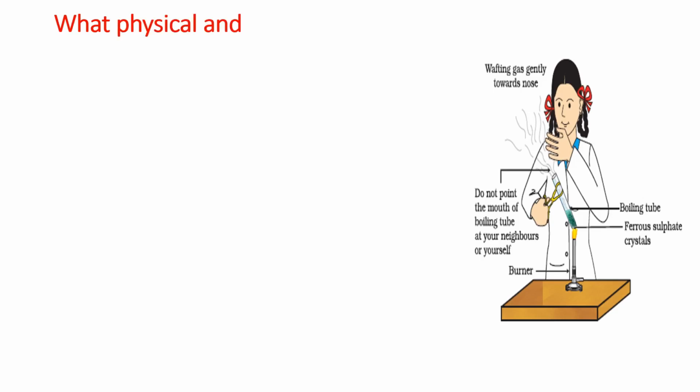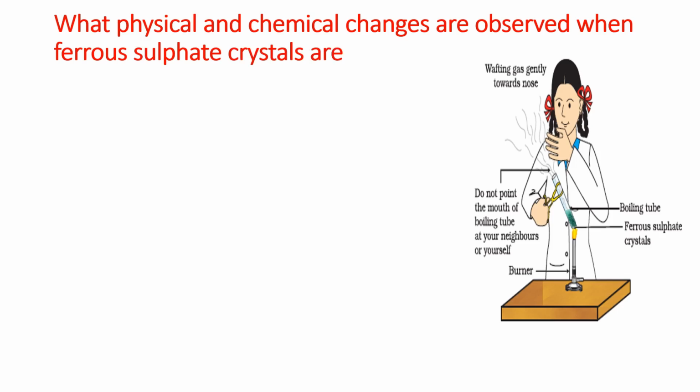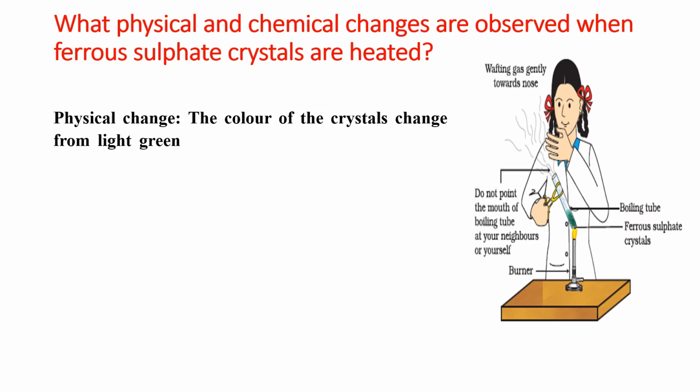What physical and chemical changes are observed when ferrous sulfate crystals are heated? Physical change: the color of the crystals changes from light green to light white as the crystals lose their water of crystallization.